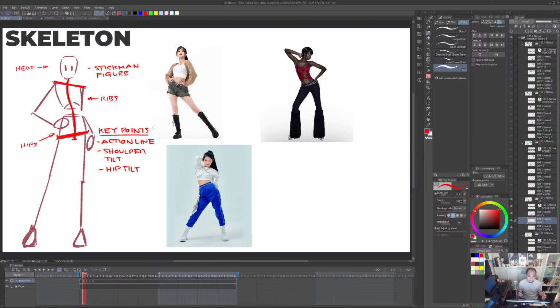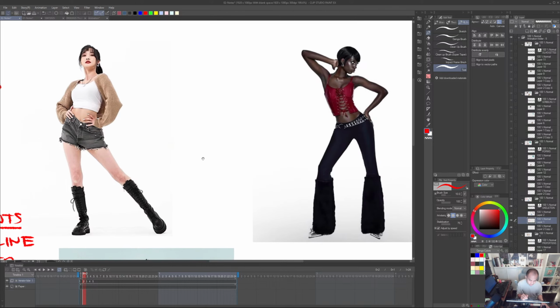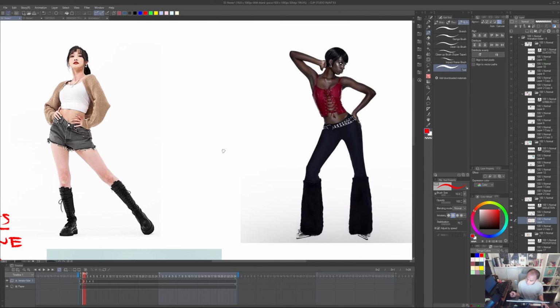Now, these are very important to create dynamic poses, as you can see on these models that I'm showing you right now, right? So let's go over how to draw the human figure using this technique. Let's start with this model over here, right? We're gonna go over a simple drawing pose over here.